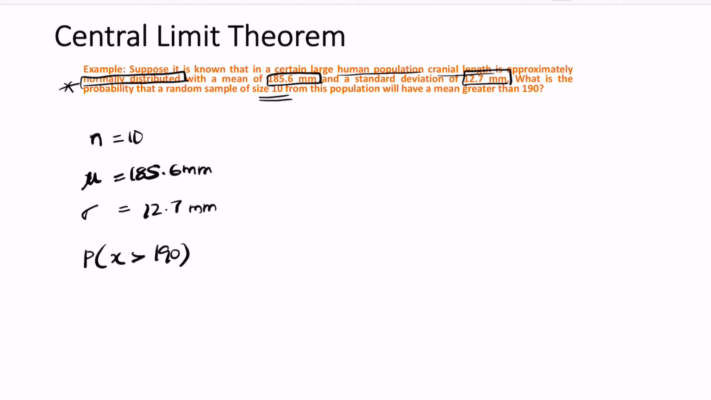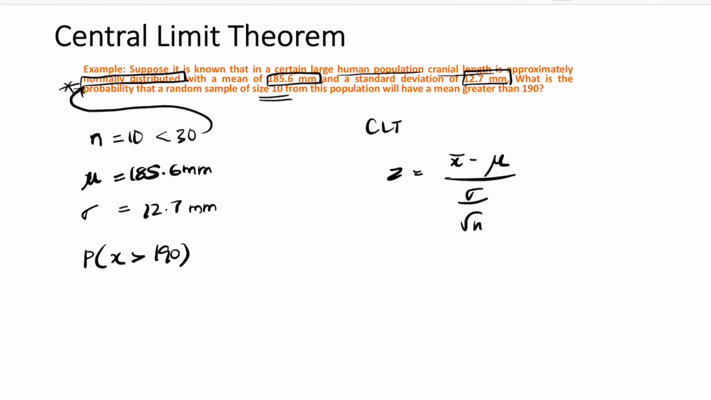Notice that n equal to 10, it's less than 30, but it's given that it's a normally distributed function, so we can use CLT. So from CLT we know that z equals x bar minus mu by sigma by root n. So when you calculate, x bar here is 190 minus 185.6 over 12.7 by root 10. So pause the video and try to solve this one. So what will be the value now?